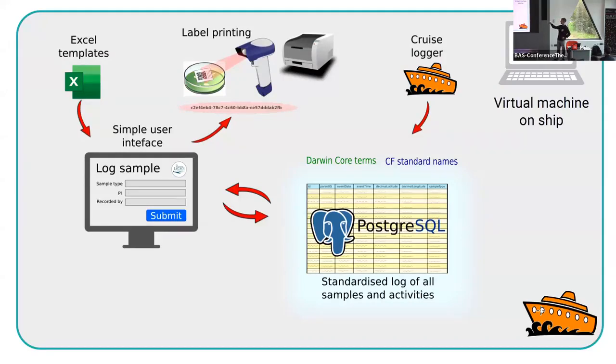So our solution is that every record in the database is logged with a universal identifier. You can represent that as a data matrix or a QR code on a label. And then if you scan that label, you get the UUID, you can go and look within the metadata catalog and find all the metadata related to that sample.